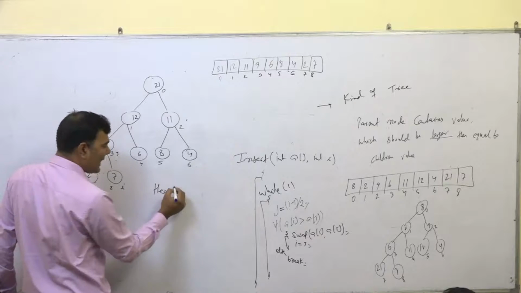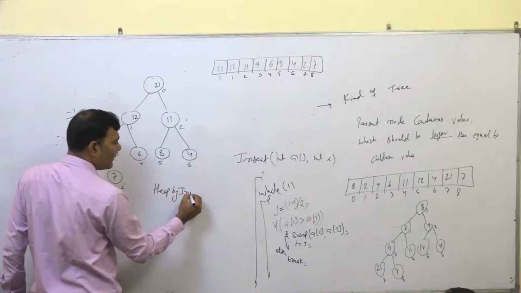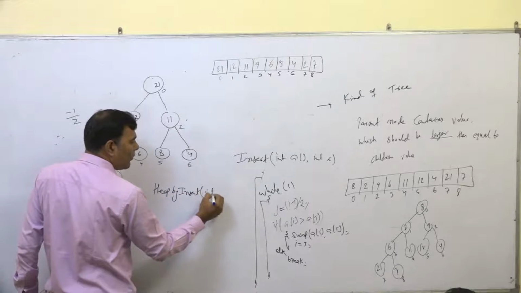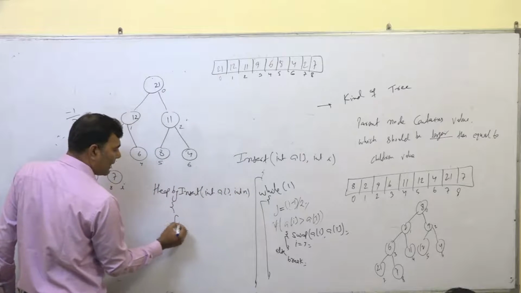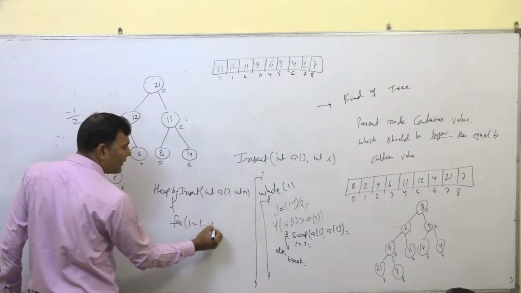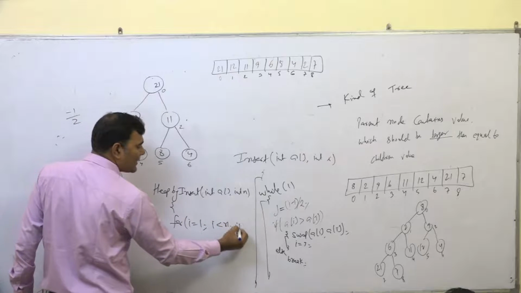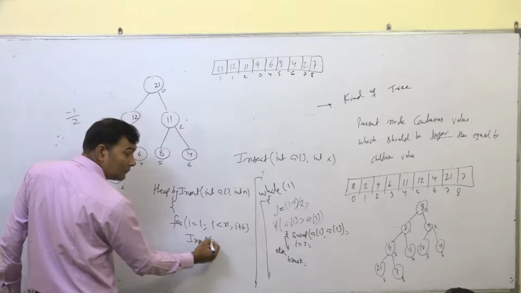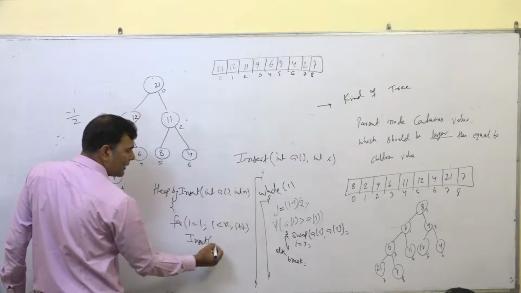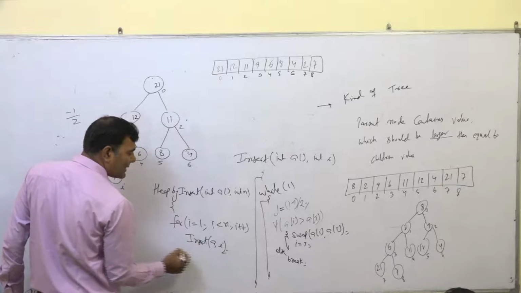Heap by insert. We have an integer array a and integer n. We can iterate a loop with I equal to 1, I less than n, I plus plus, and we can call insert, passing a and the index I. That's it.